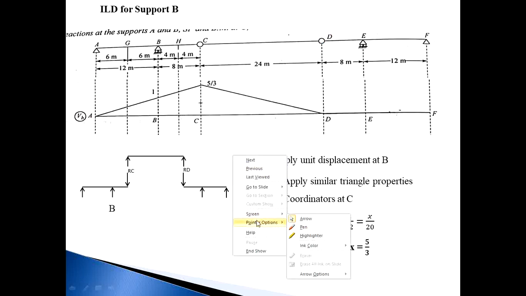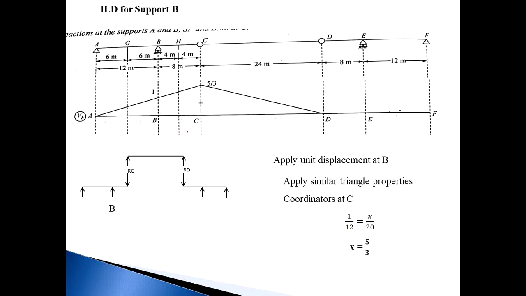Then next, the ILD for support B. Now I apply a unit load, or unit displacement, at point B. So this is the unit displacement 1. Now join this A to B. Similarly, this line is extended up to point C. So I want to first calculate this C coordinate. How to calculate the C coordinate? By using similar triangle properties.